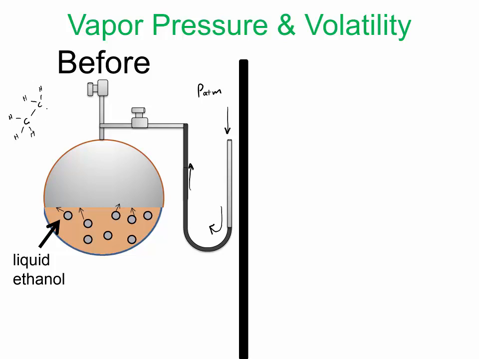Let's see. Here's the structure of ethanol. As you can see, it has the OH here, and it could do some hydrogen bonding. But this part right here is all nonpolar, so that's not going to form very good attractive forces with another ethanol molecule.